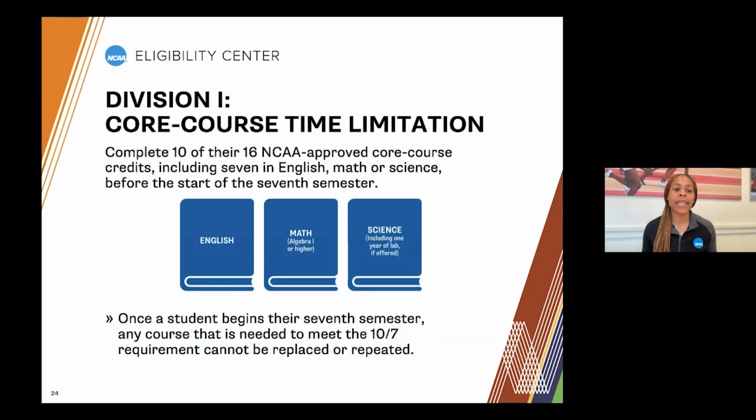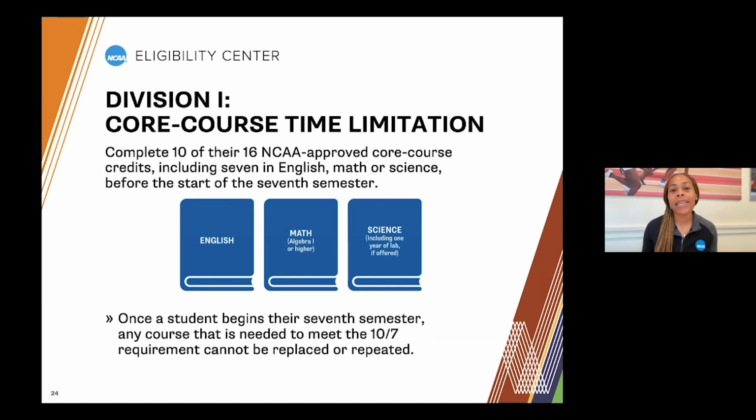Now, this slide explains the Division I core course time limitation. Now, we talked about a requirement of student athletes having to complete 16 core courses. Now, when we talk about the core course time limitation, we have something we call 10-7. And what that means is out of those 16 core course requirements, 10 of those courses must be completed before that student athlete enters their 7th semester or their senior year. 7 of those courses need to be in English, math, or science. And remember, the math has to be at that Algebra 1 level or higher.